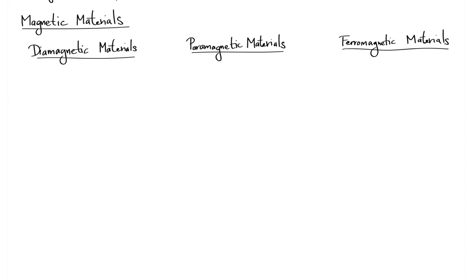But back to 2213. A diamagnetic material is one, so imagine I have a chunk of material here. Okay. And there's a magnetic field.